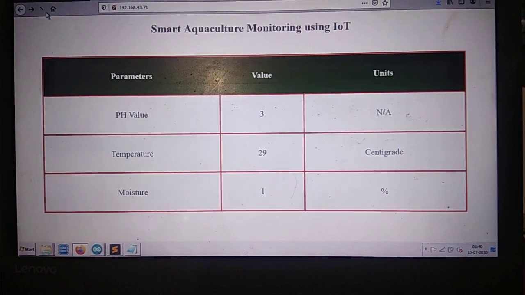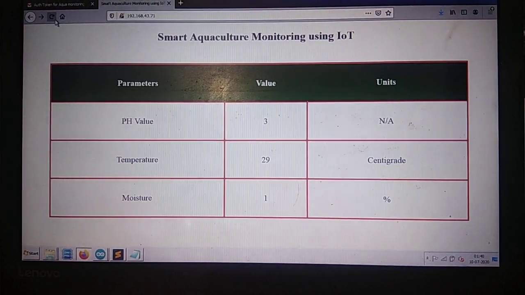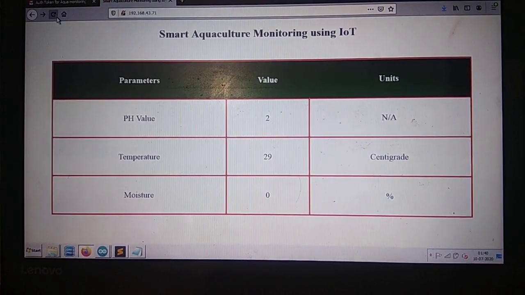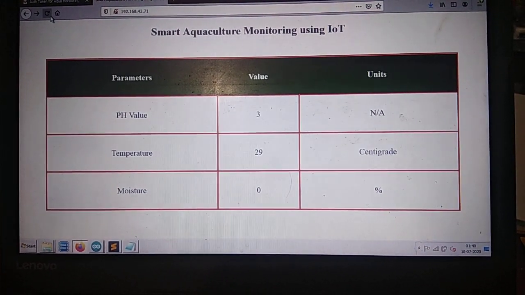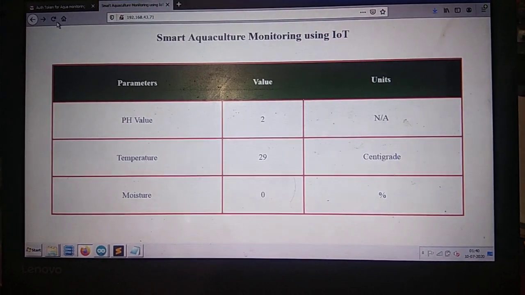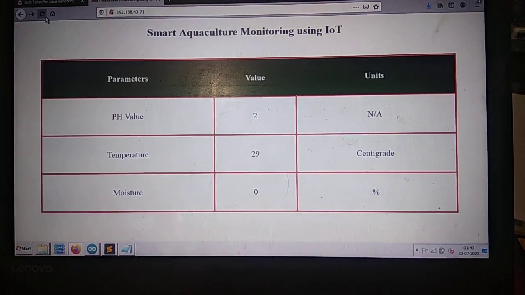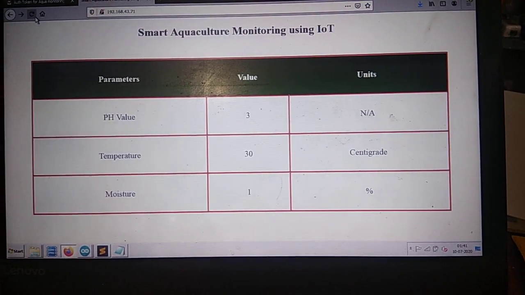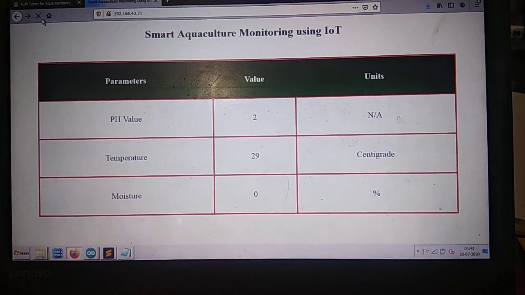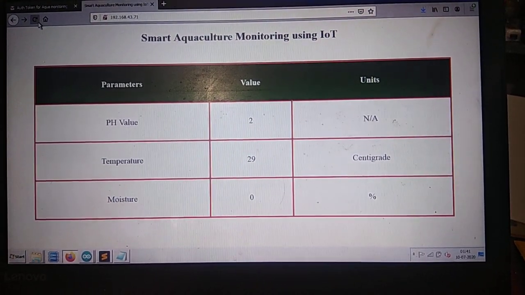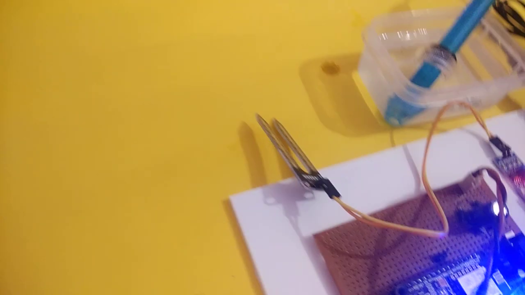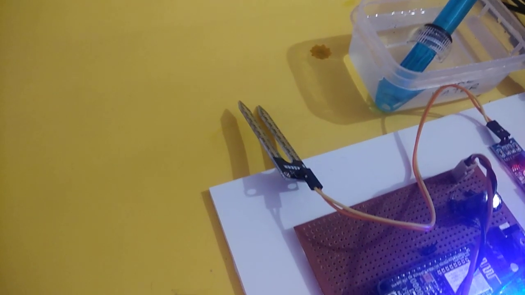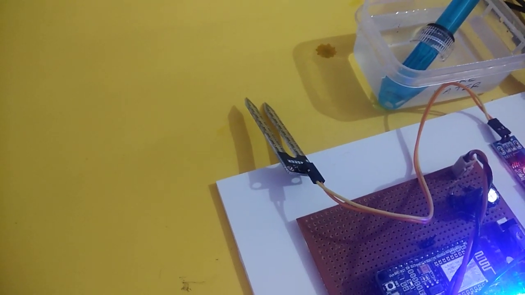Here you can see in the web page that three parameters are monitored: one is pH value, another is temperature, and another is moisture. In the pH value section you can see the value is 3, and the temperature is 29, which means it is showing normal temperature. The moisture value is 0, because the sensor is in open air, so the moisture is absolutely 0.